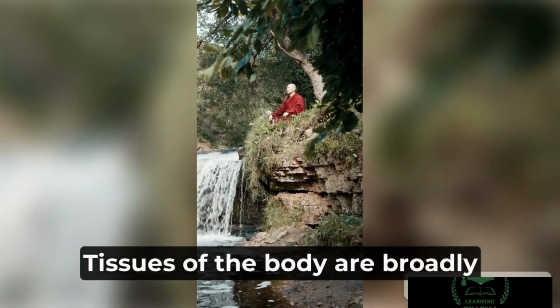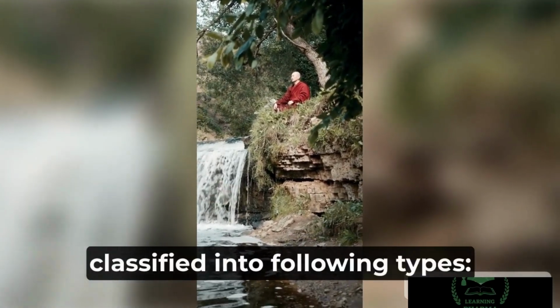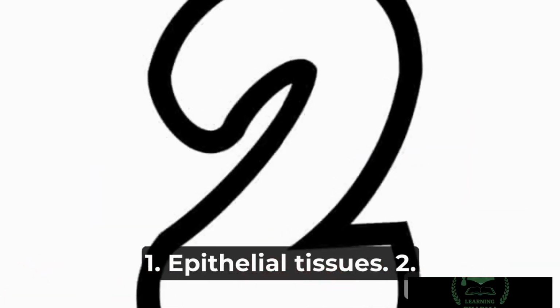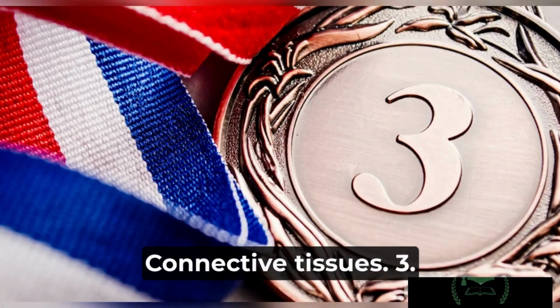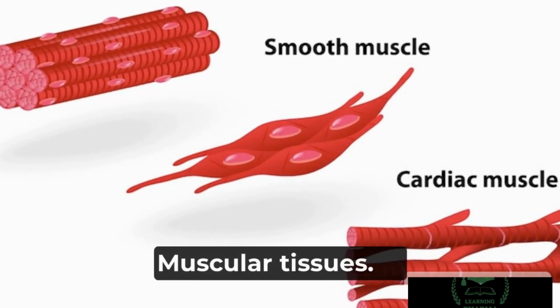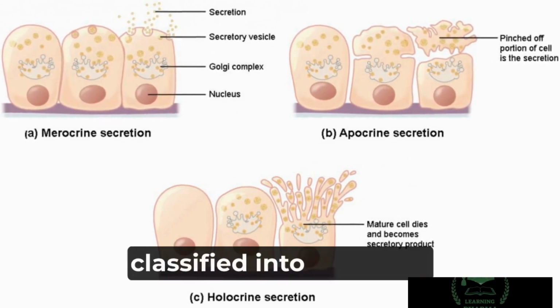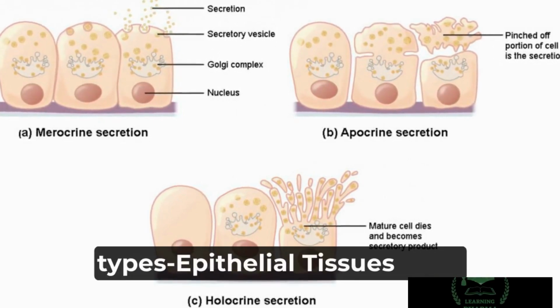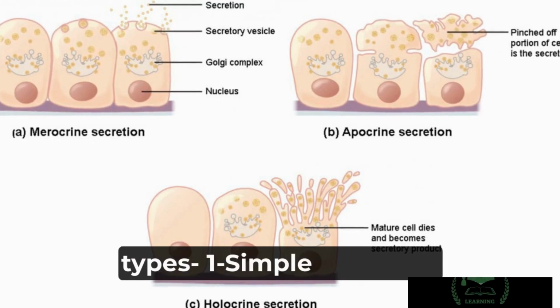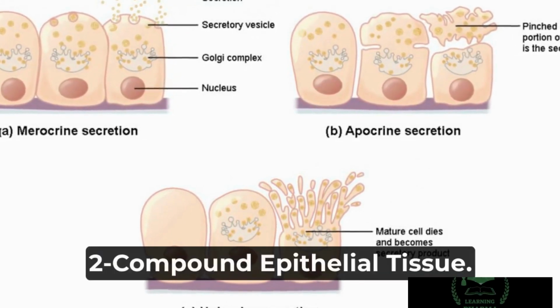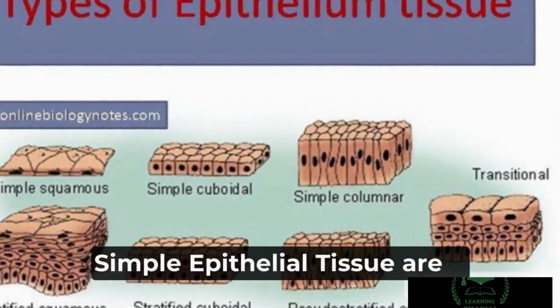Tissues of the body are broadly classified into the following types. 1. Epithelial tissues. 2. Connective tissues. 3. Muscular tissues. 4. Nervous tissues. Each type of tissue is further classified into the following types. Epithelial tissues are of two types. 1. Simple epithelial tissue. 2. Compound epithelial tissue. Simple epithelial tissue is of four types.